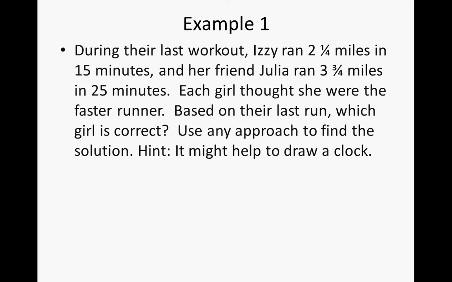So for example 1, during the last workout, Izzy ran 2 1/4 miles in 15 minutes, and her friend Julia ran 3 3/4 miles in 25 minutes. Each girl thought she was the faster runner. Based on their last run, which girl is correct? Use any approach to find the solution. Hint, it might even be helpful to draw a clock.